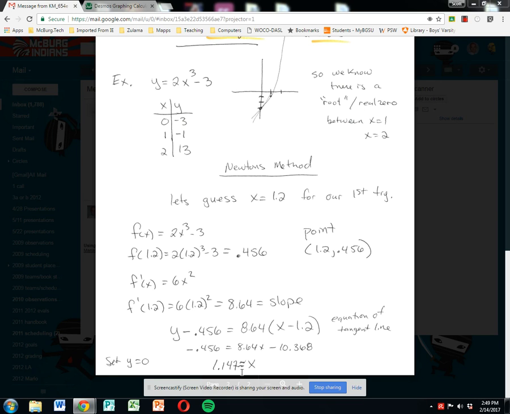In the book, they might have you do a couple of iterations, which means repetitions, but that's your basic concept. We plug the guess into the original function and find the point. We plug our guess into the derivative and we find the slope. We put it in point-slope form, and then we set y equal to 0. This will give us the x-intercept of the tangent line, and we're going to use that to approximate the x-intercept of the actual curve.